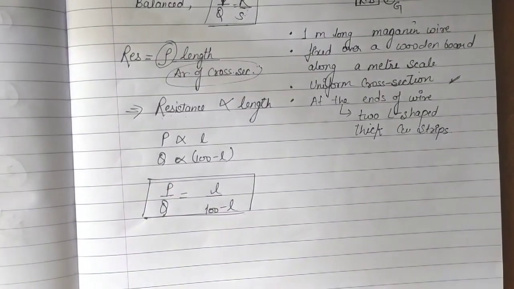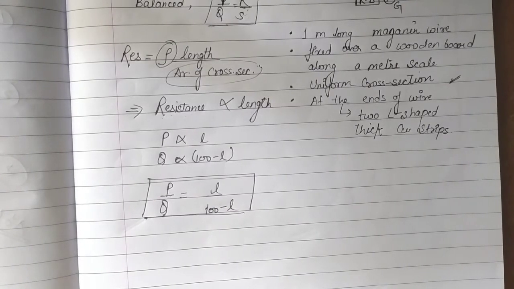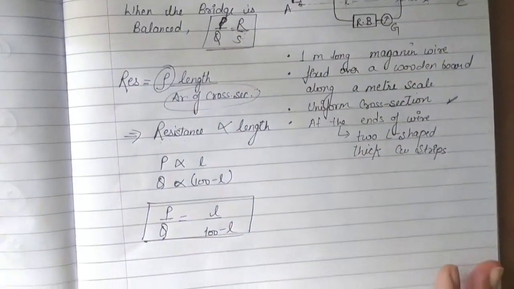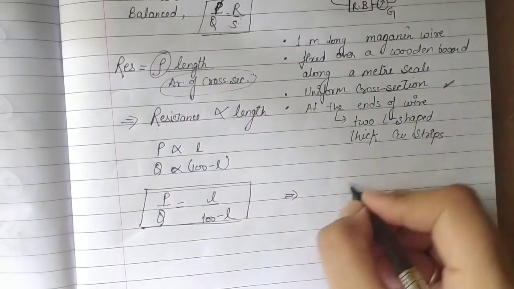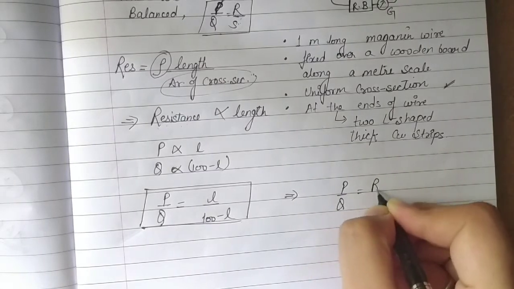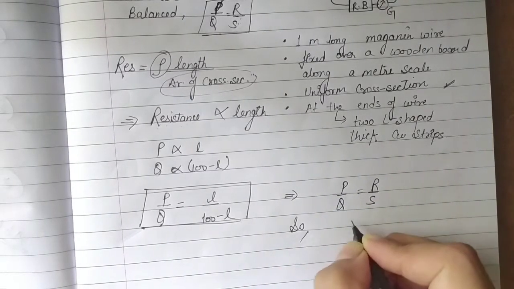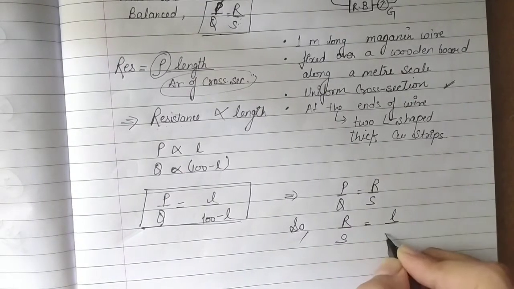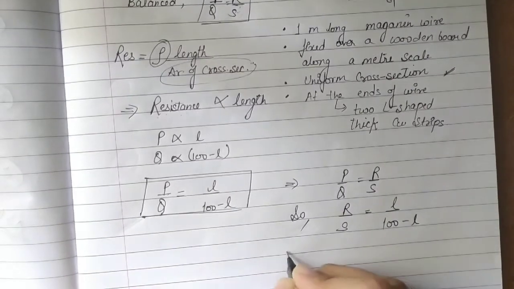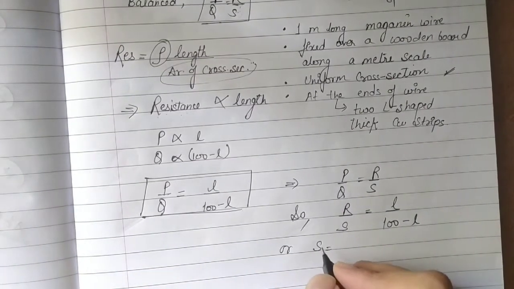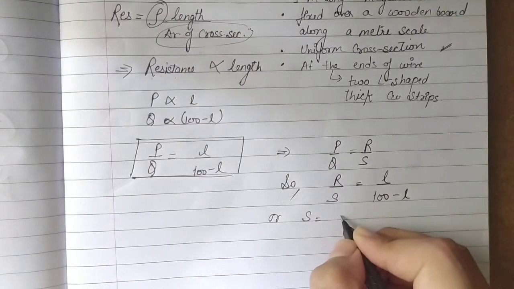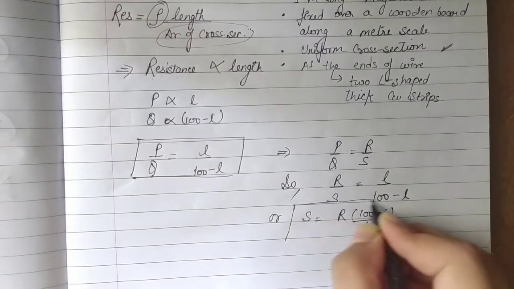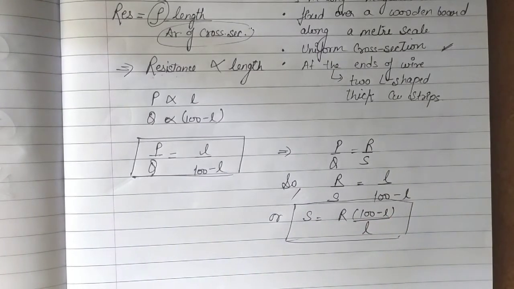Now, using the balance condition, what was the balance condition? P upon Q is equal to R upon S. So, ये हो गया हमारे पास R upon S is equal to L upon 100 minus L, or the unknown resistance capital S will be equal to R into 100 minus L upon L. This is the value for required unknown resistance.